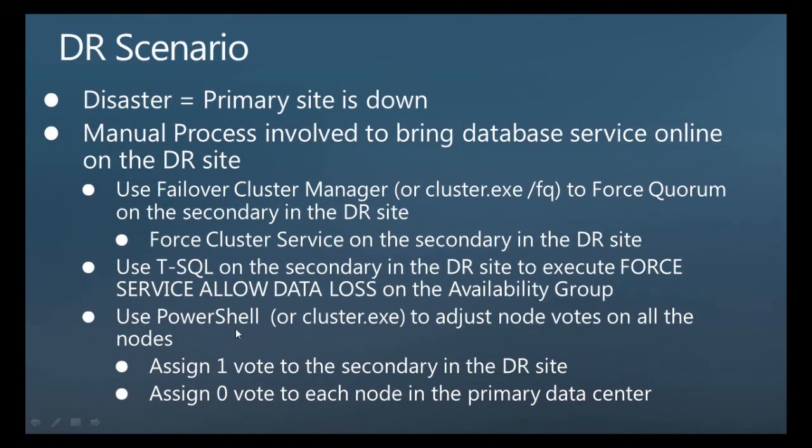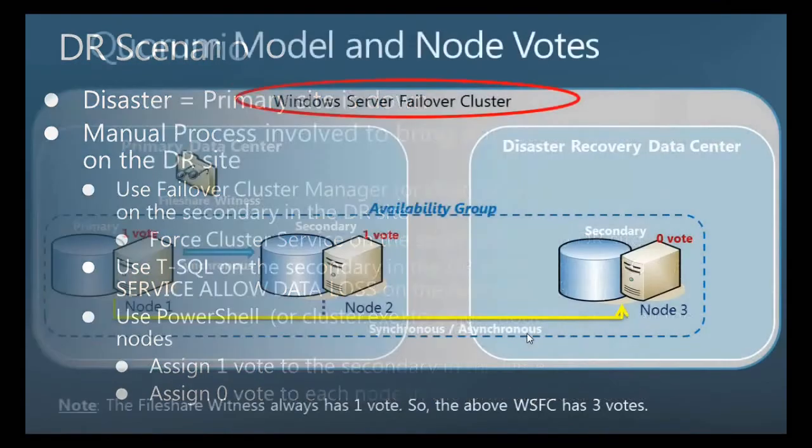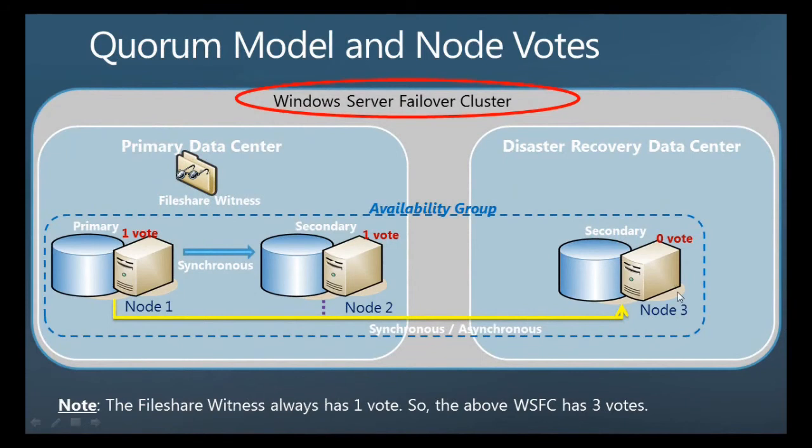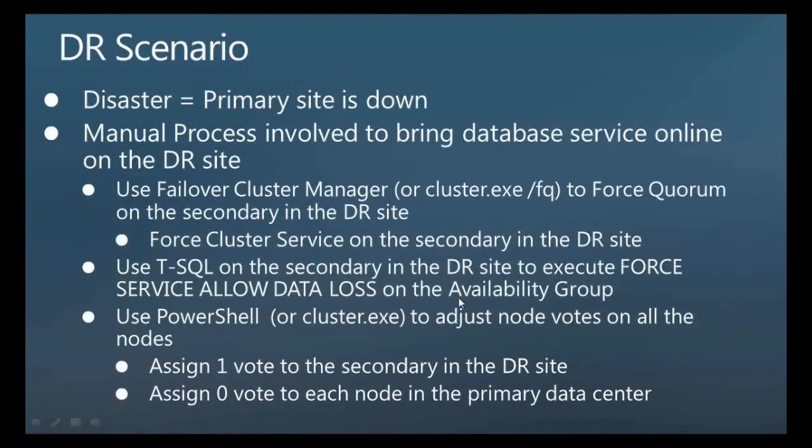You want to use PowerShell or cluster.exe to adjust the node votes. Remember, we still have the DR side configured with 0 votes, so you need to change that. You assign 1 vote to the secondary in the DR side, and assign 0 votes to each node in the primary data center, to make sure that in case the primary data center comes online, it won't impact the whole quorum model. After that, your DR solution is completed, and all the services are running in the DR side.